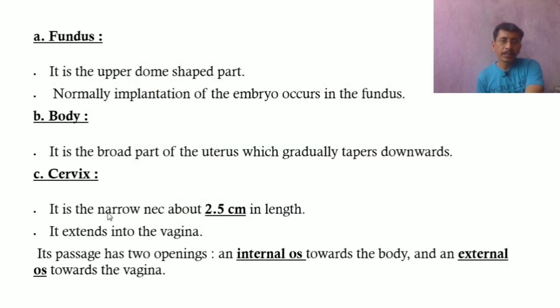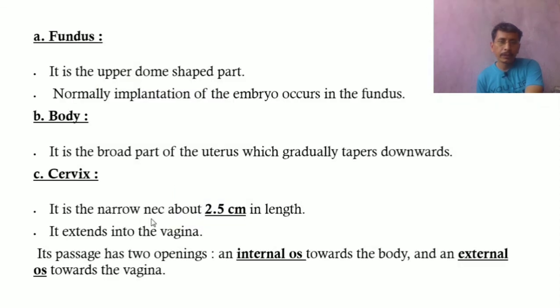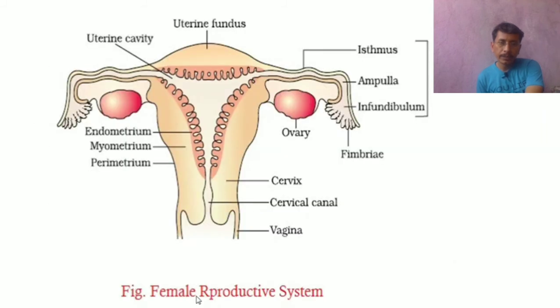And the cervix is the last part of this female reproductive system. It is the last part of the uterus, about 2.5 centimeters in length, and it extends to the vagina. This is the vaginal opening.